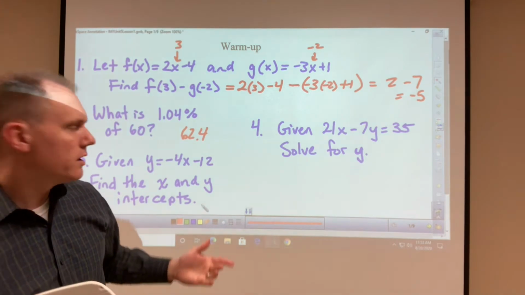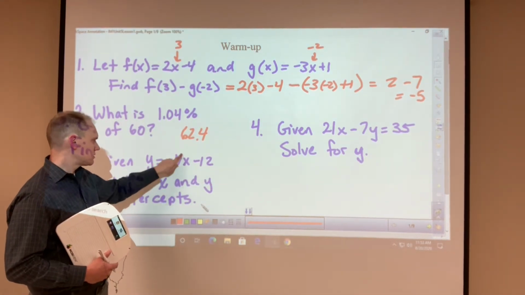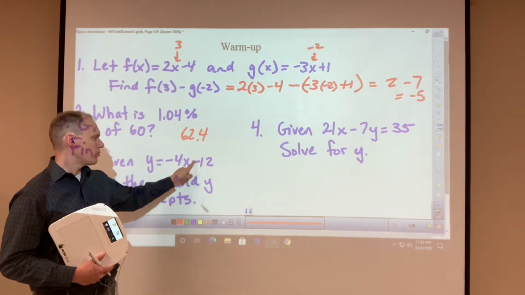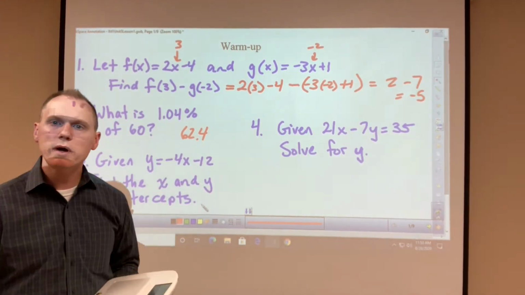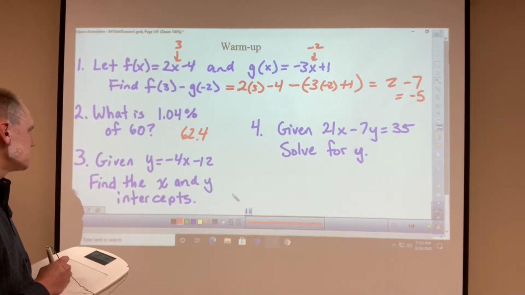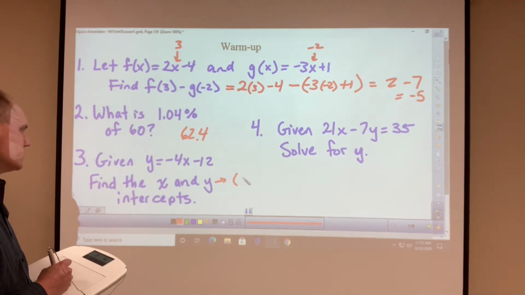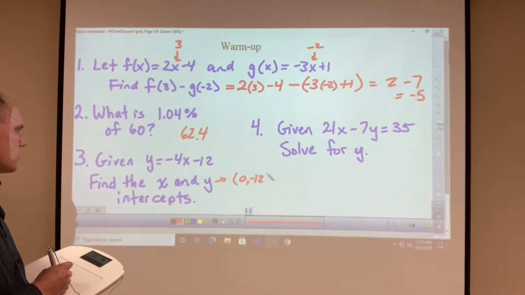As we talked about before, this is something called slope-intercept form. Because it tells us the slope and it tells us the y-intercept. So we know the y-intercept just by looking at this form here. So the y-intercept is the point 0, negative 12.